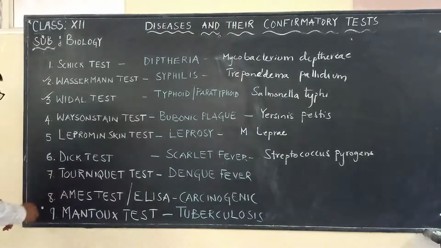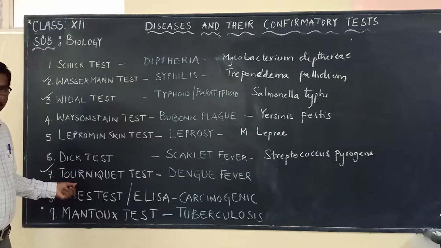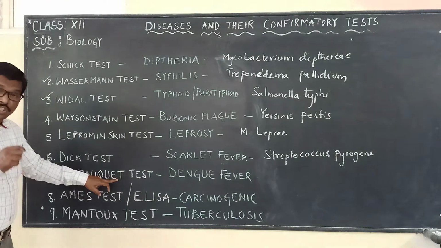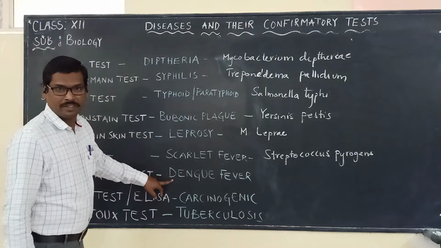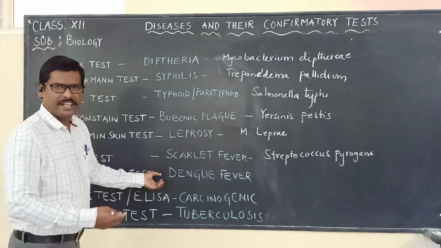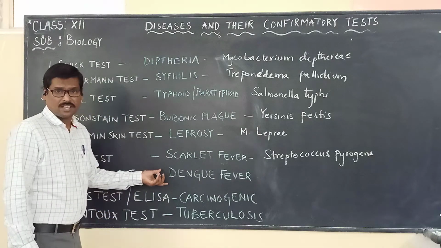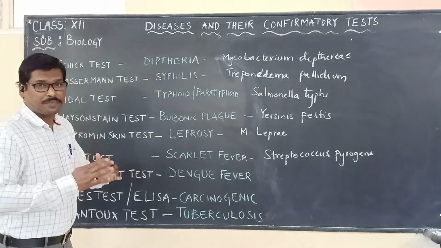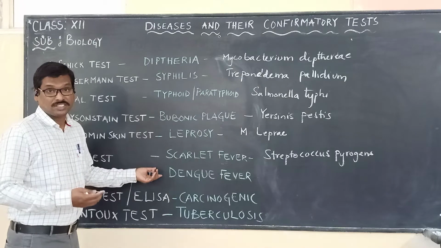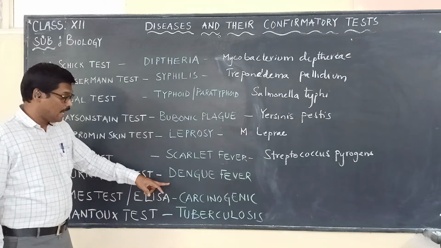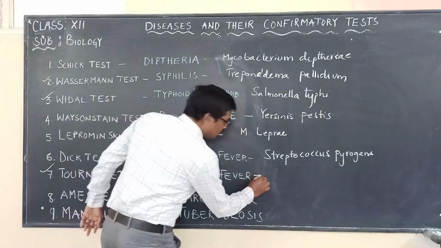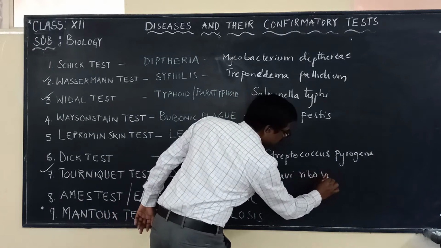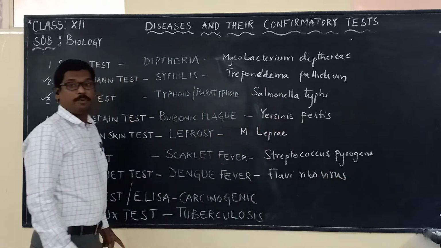The next one is the tourniquet test. The tourniquet test is used to confirm dengue fever. Nowadays there are many people suffering with this disease, dengue fever. In this case also the person will be suffering with high fever, and sometimes they may show rashes on their skin. This disease is caused by a virus called flavivirus.